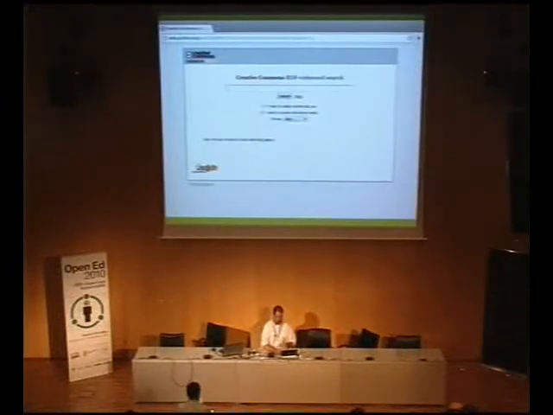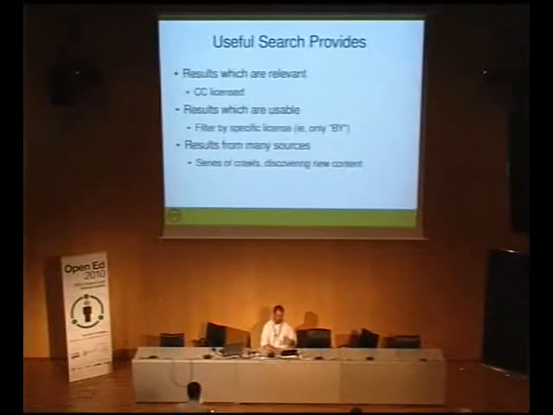I think it's helpful to think about what this search provides. The results are relevant, which in this case means they were CC licensed. They're usable, so you could filter by a specific license type if you knew you wanted something that would allow you to remix it or make a derivative work, for example.